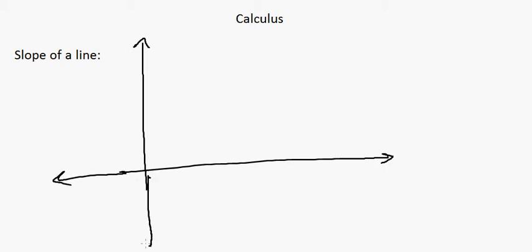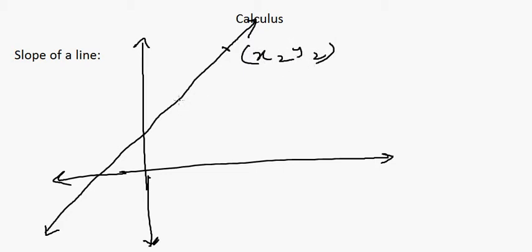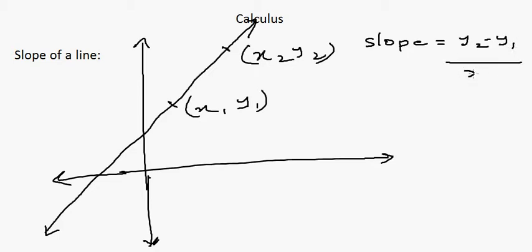Draw a bigger one. Okay. Now let's say I have some random line going, and I know 2 points on this line. The first one is x2 comma y2, and the other one is x1 comma y1. Now, as we discussed earlier, the slope is equal to y2 minus y1 upon x2 minus x1. That is the change in y upon change in x.